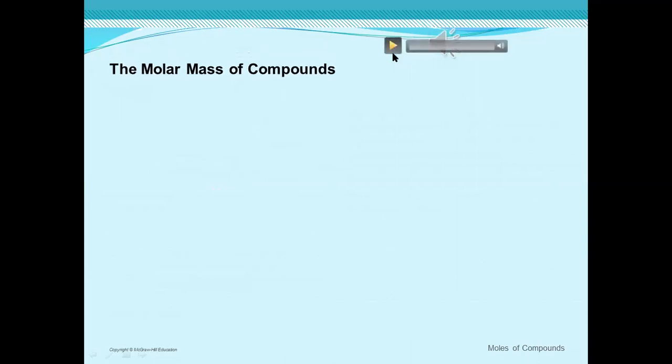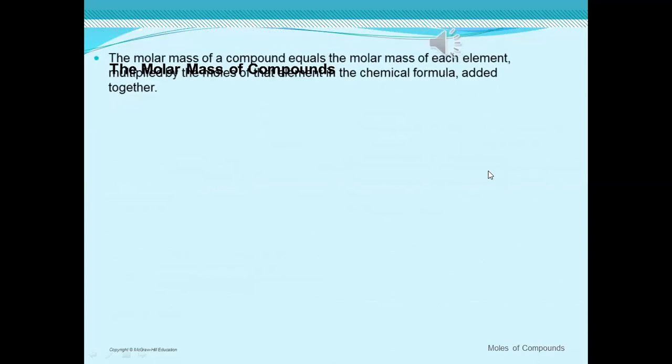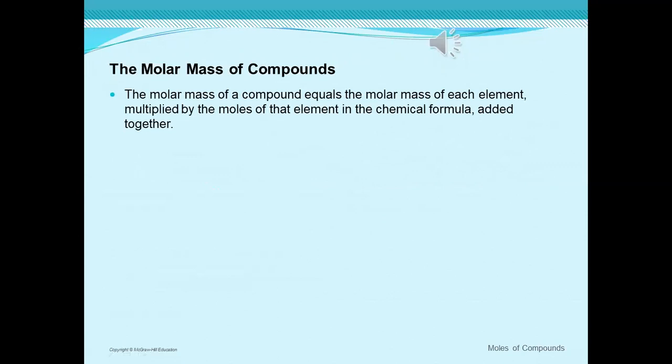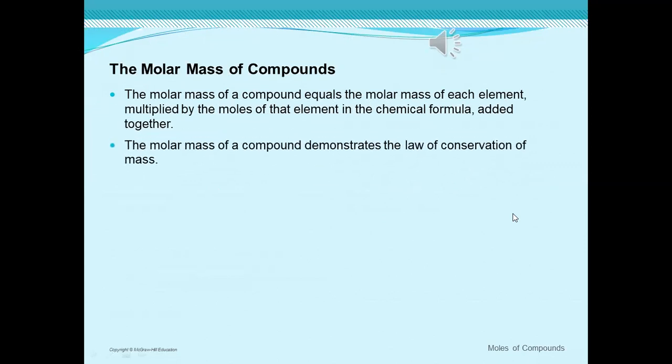Molar mass of a compound, how can we get it? The molar mass of a compound equals the molar mass of each element, multiplied by the moles of that element in the chemical formula, added together. The molar mass of a compound demonstrates the law of conservation of mass.